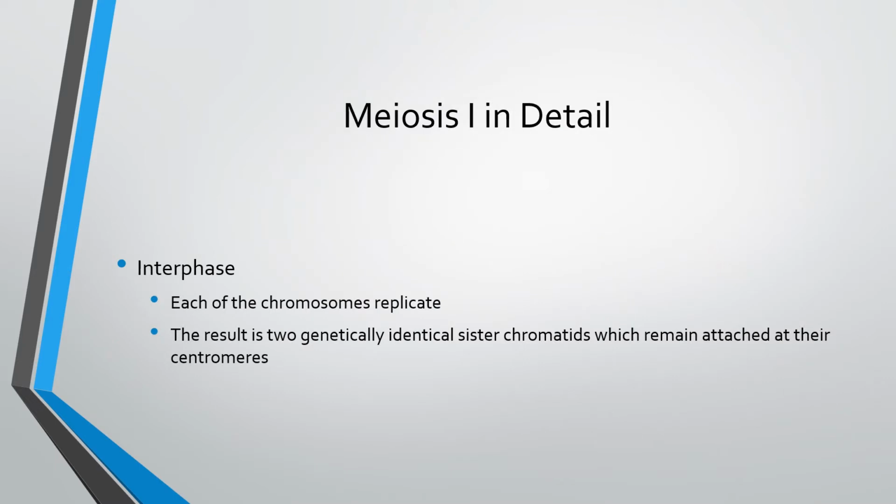Meiosis 1 in detail. Interphase. Each of the chromosomes replicate. The result is 2 genetically identical sister chromatids which remain attached at their centromeres.